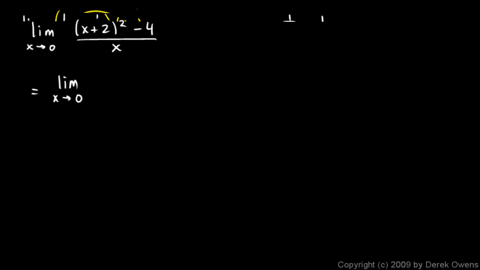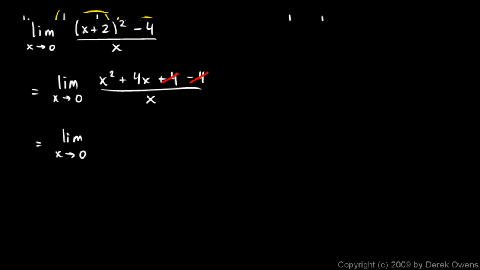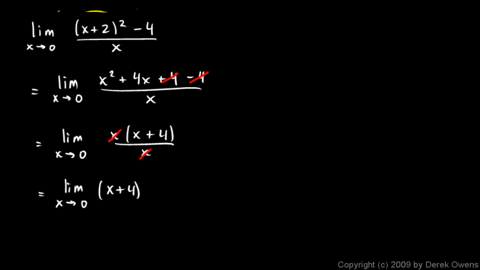We'll have the limit as x approaches 0. This will be x squared plus 4x plus 4. That's what we get from squaring that binomial there. Then we still have this minus 4, and then that's over x. And then clearly the plus 4 and the minus 4 cancel out. So we have the limit as x approaches 0 of (x squared plus 4x) over x. And I'm going to go ahead and factor that. I'm going to write it as x times (x plus 4) over x, and then you can see those x's cancel. And so that leaves us with the limit as x approaches 0 of x plus 4. Pretty simple. As x approaches 0, this approaches a value of 4.